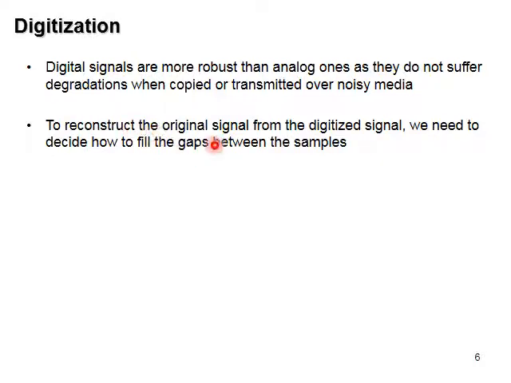So to reconstruct the original signal from the digitized signal, we need to decide how to fill the gaps between the samples, because we lost 2 things when we converted from analog to digital. The first loss was in the sampling process, where in between samples we don't have readings. The second loss is that when we did the quantization, we approximated the values that will be stored to the nearest values. So if we would like to convert that to a continuous time signal, the minimum you need to do is to fill the gaps between the samples.